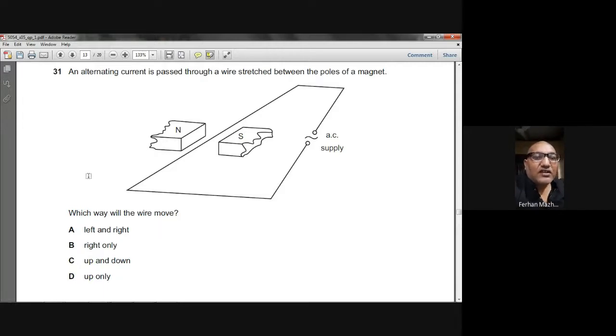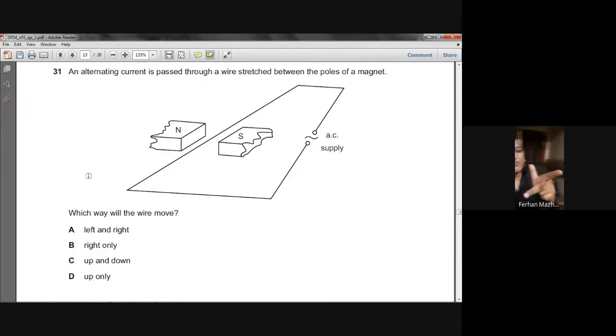Whenever you place a conductor inside a magnetic field, perpendicular to the magnetic field, the conductor will move perpendicular to the magnetic field. We can tell the direction of that movement using the left hand rule. The rule is very simple. You take your left hand like this, and you stretch its three fingers: this thumb, this finger, and this finger.